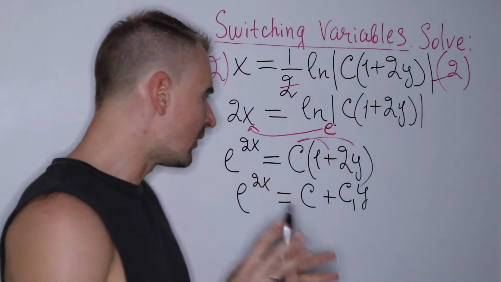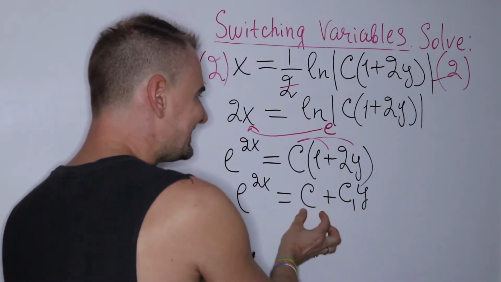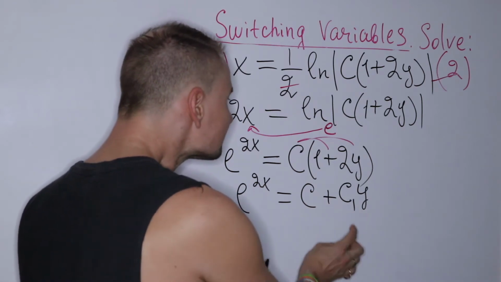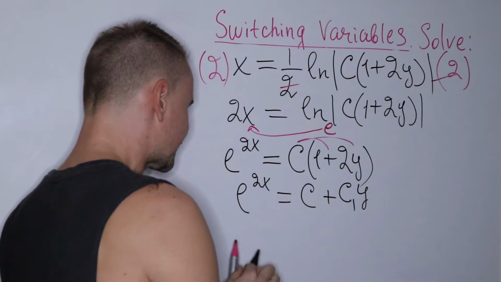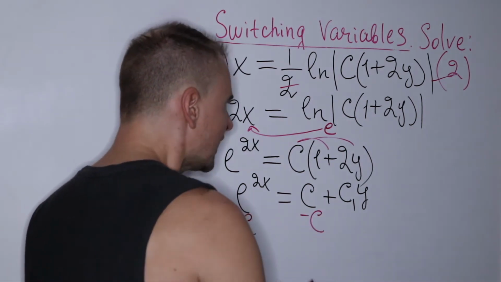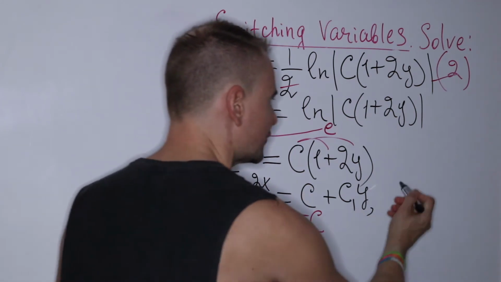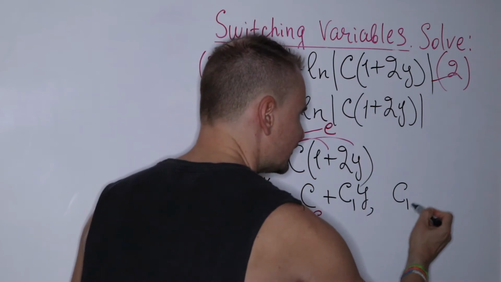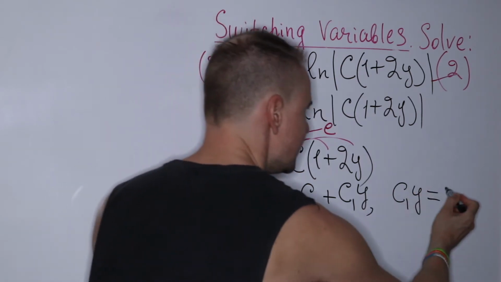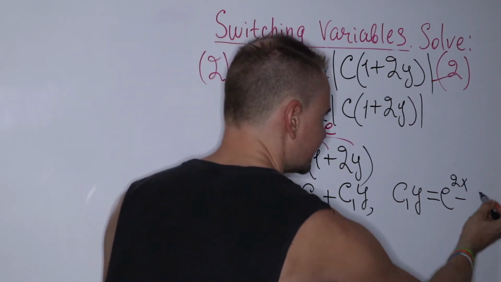Now we're almost there. Since you have this constant C added to this term, I'm going to subtract this C from both sides of your equation. So you want to subtract C from both sides in order to get C1 y, and I'm going to switch the order of terms. So you're left with C1 y equals e to the power 2x minus C.